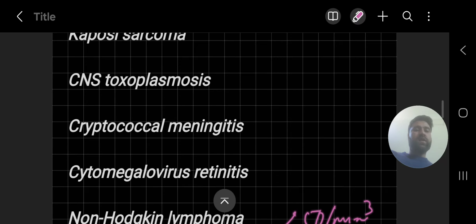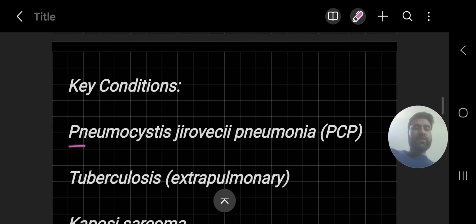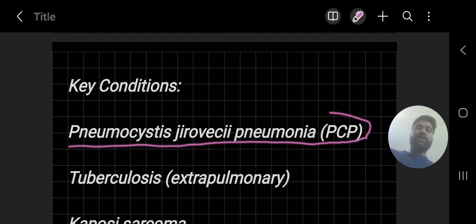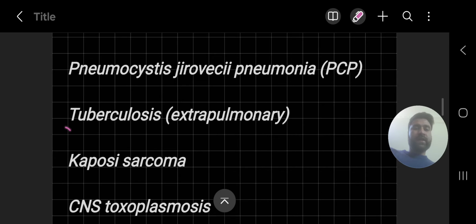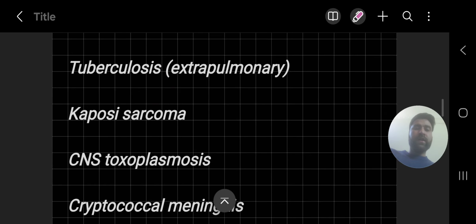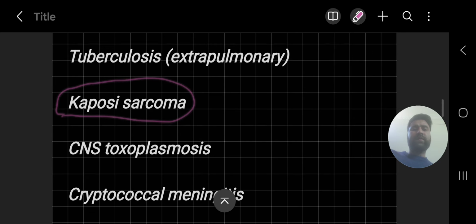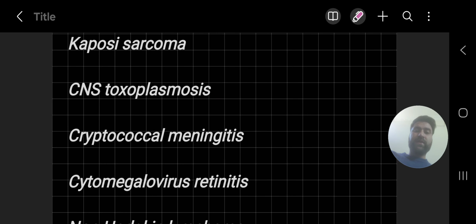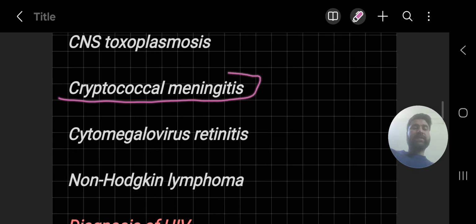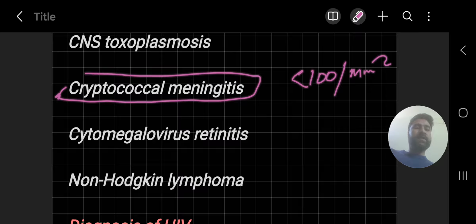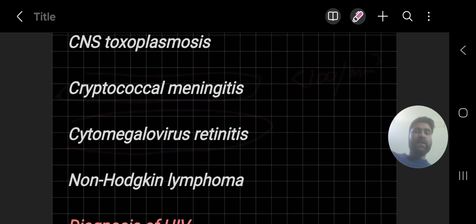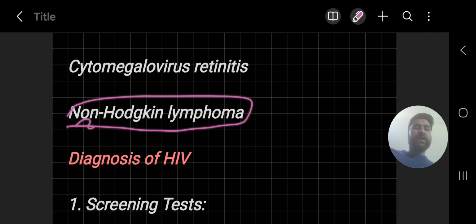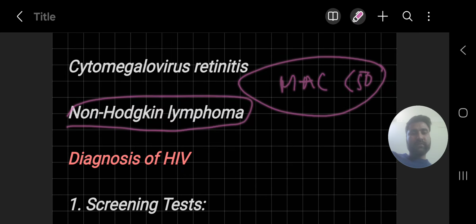So first one is pneumocystis jirovecii pneumonia, less than 200 per millimeter cube. Tuberculosis, less than 500 per millimeter cube CD4 count. Kaposi sarcoma, less than 500 per millimeter cube. CNS toxoplasmosis, less than 100 cells per millimeter cube. Cryptococcal meningitis, less than 100 cells per millimeter cube. Cytomegalovirus less than 50. Non-Hodgkin lymphoma less than 100 and MAC less than 50 cells per millimeter cube.